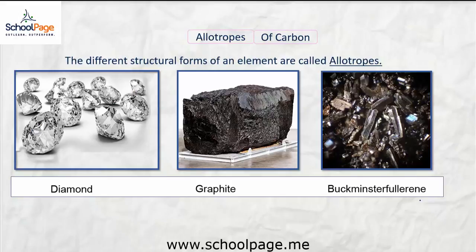Diamond, graphite, and Buckminsterfullerene are different from each other structurally. Though they all are made up of only carbon atom, what makes the difference? The difference is in the arrangement of atoms in these elements. Now let us see how the atoms are arranged, leading to the different allotropes of carbon.